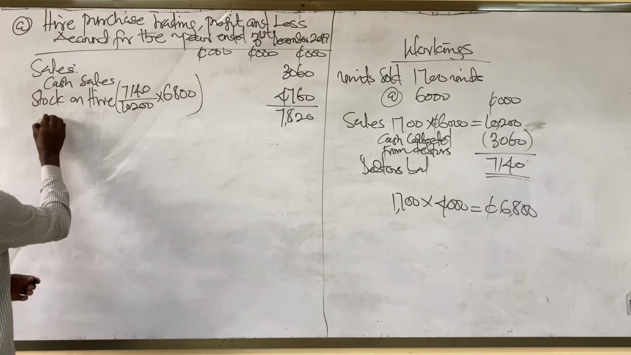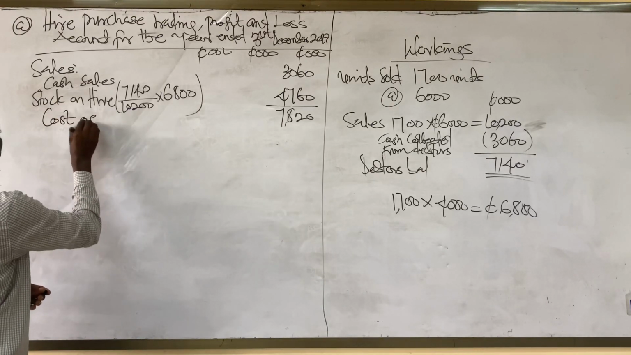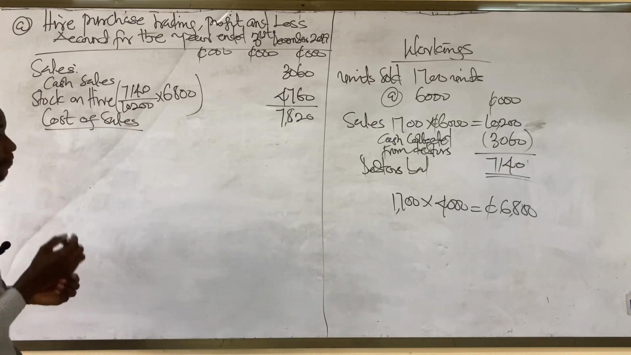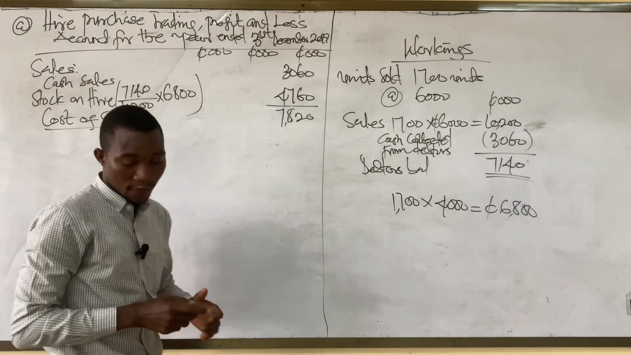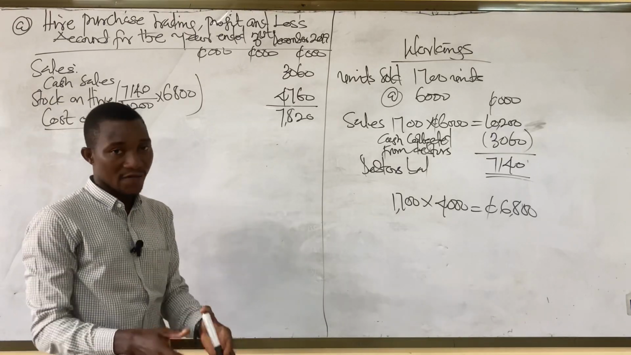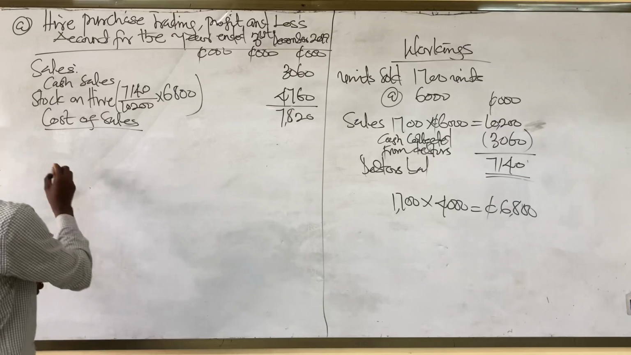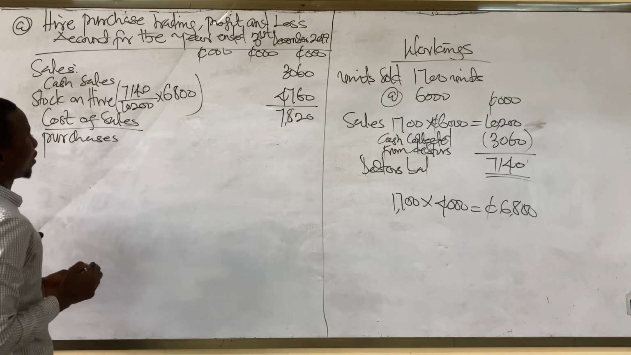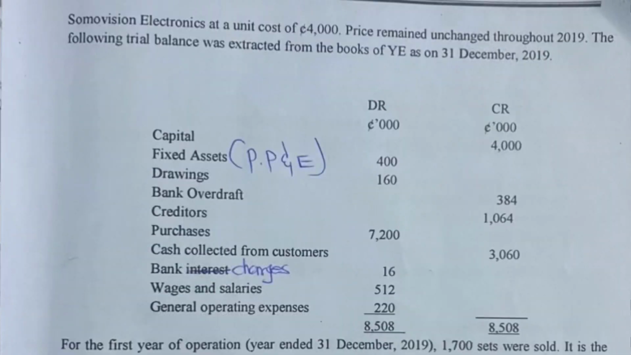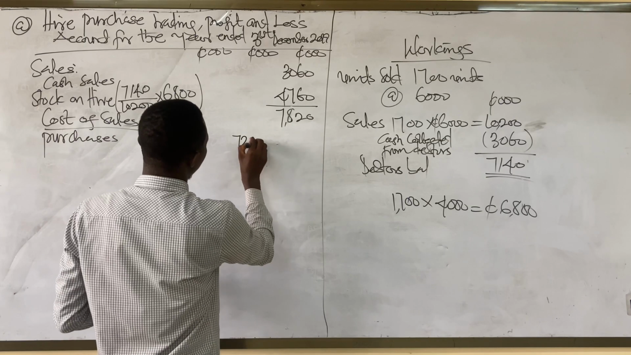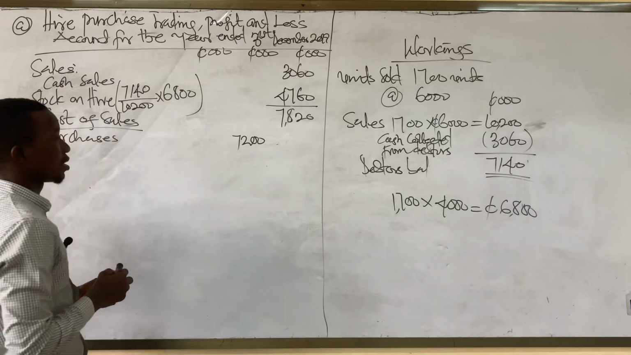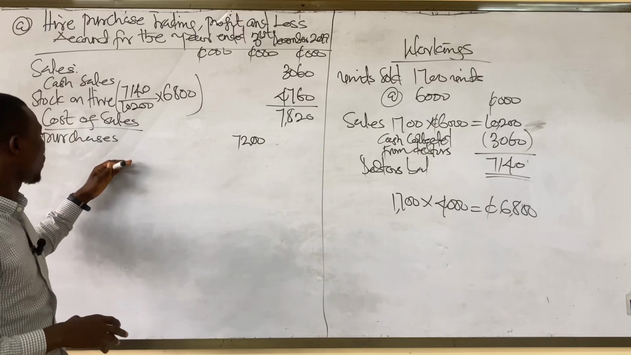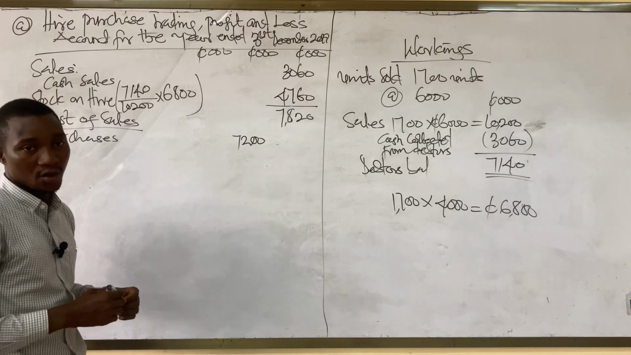So now we continue with the cost of sales. So we are lessening the cost of sales, and first of all, from this question there is no opening inventory or opening stock. So we continue with our purchases amount. And the purchases amount from the question is 7,200, and there are no adjustments on purchases from this question. So we quickly look at our closing inventory.